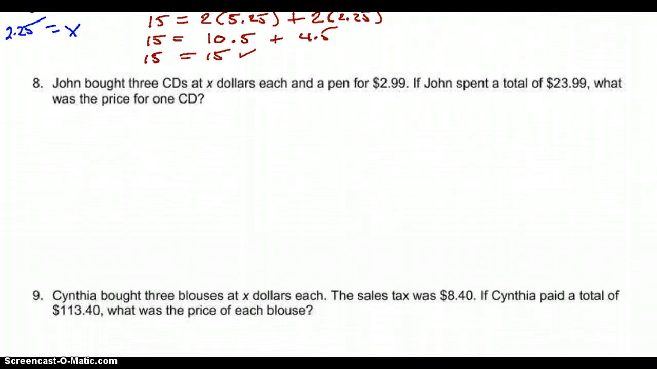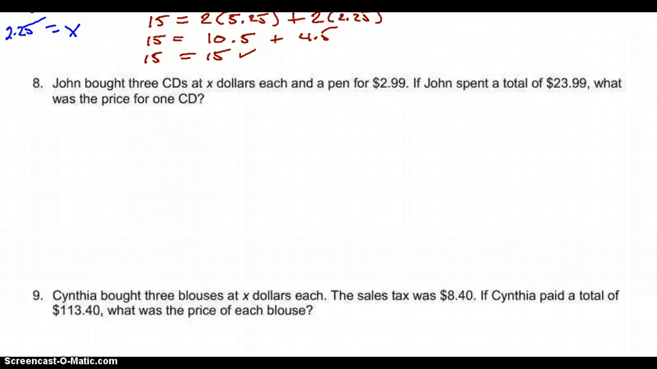Number 8, John bought 3 CDs at X dollars each and a pen for $2.99. If John spent a total of $23.99, what was the price of one CD? Okay, so first things first, create the formula.